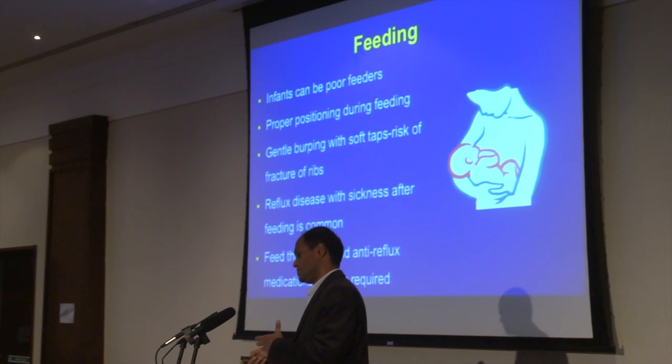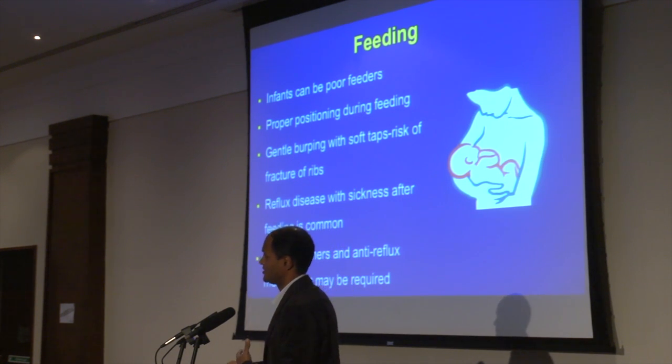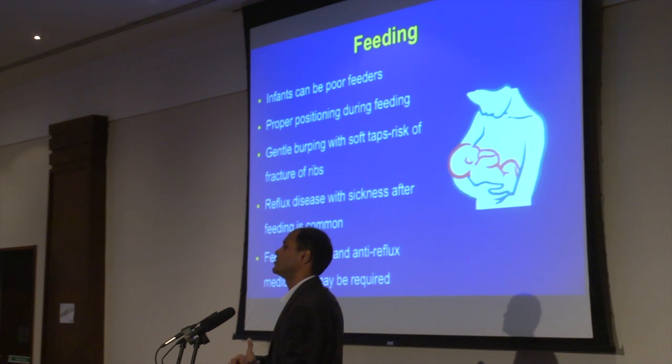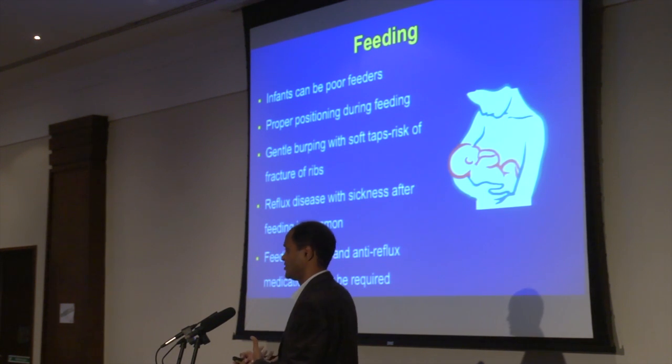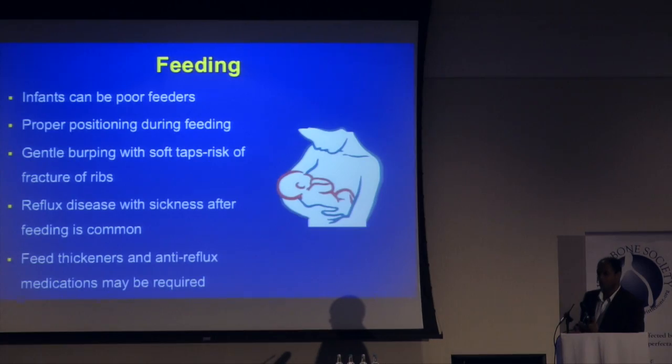Infants with brittle bone disease, especially the ones with severe manifestations, don't feed very well, and it's important to have proper positioning during feeding to decrease pressure on the backbones and also to keep them comfortable, especially if they have fractures and are suffering from pain. Gentle burping is required with soft taps because there is a risk of fracture. Children with severe manifestations also have reflux disease with sickness, which is not uncommon during feeding. So they may require feed thickener and anti-reflux medication, and they should contact their doctors if that's a major problem.